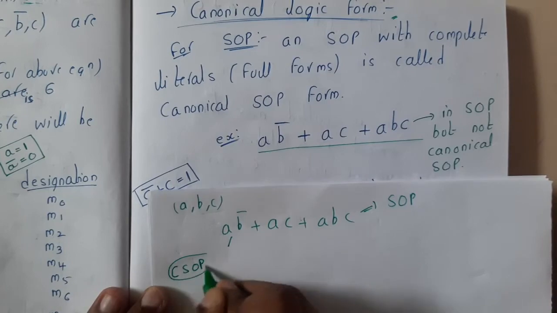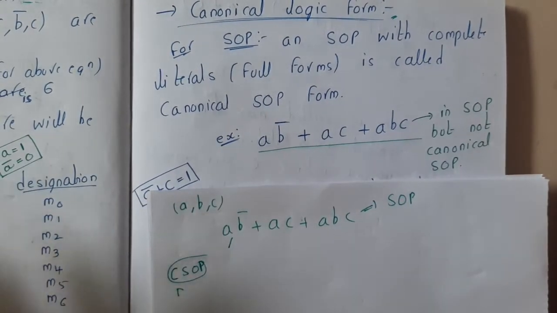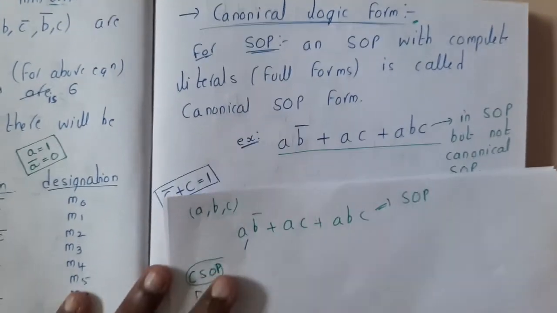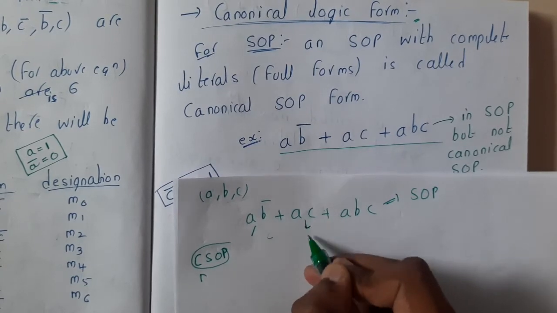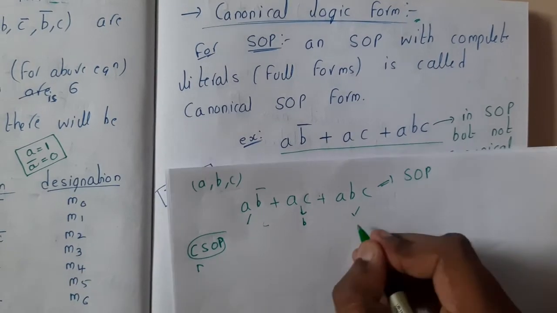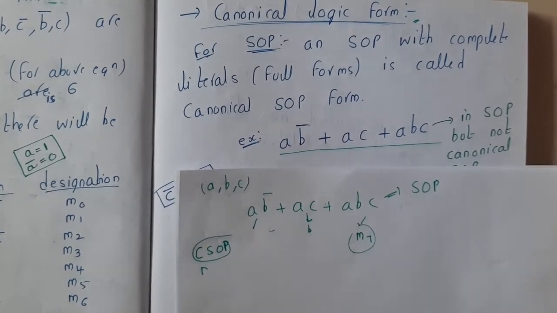Basically, a canonical SOP should have the full literals. Got it? So an SOP with the complete literals or full forms is called a canonical SOP. What is missing here? C is missing here. What is missing here? B is missing here. Everything else is there. So you can write this, right? It is nothing but M7, right? But these two things you are confused about.